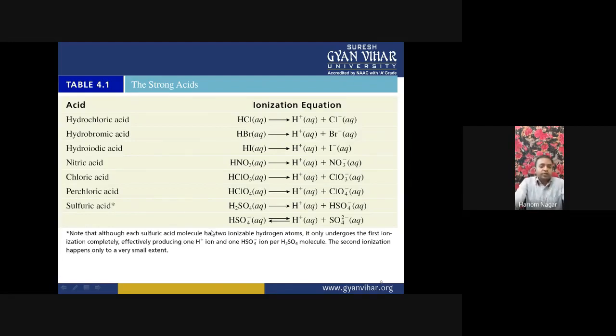So note that although each sulfuric acid molecule has two ionizable hydrogen atoms, it only undergoes the first ionization completely and effectively, producing the H plus ion and one HSO4 minus ion per H2SO4 molecule. And the second ionization happens only to a very small extent. Okay, so complete ionization is of only one H plus from the H2SO4 molecule.